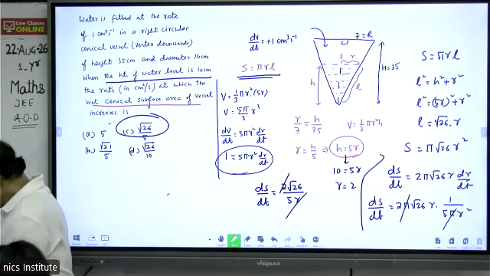This is a 2022 JEE question. These are much simpler questions that way.